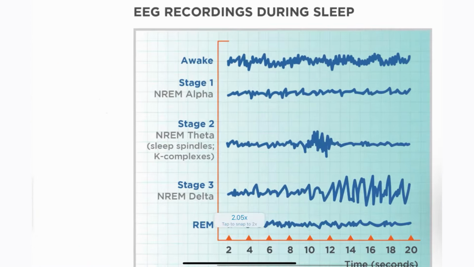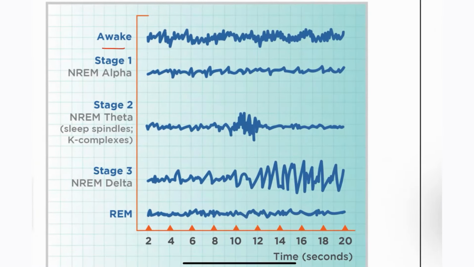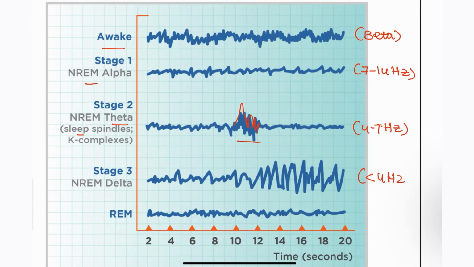And here the EEG pattern, when you are awake, what are the waves that are going to come, guys? Beta waves. And in NREM stage 1, you are going to have what waves? Alpha waves. These are going to be 7 to 14 hertz. And in N2, theta waves, sleep spindles, and sudden rise K complexes will be seen. So this is around 14 to 7 hertz. Next, delta waves, less than 4 hertz, and again REM stage, again this is going to be beta waves which will be seen in the patients.